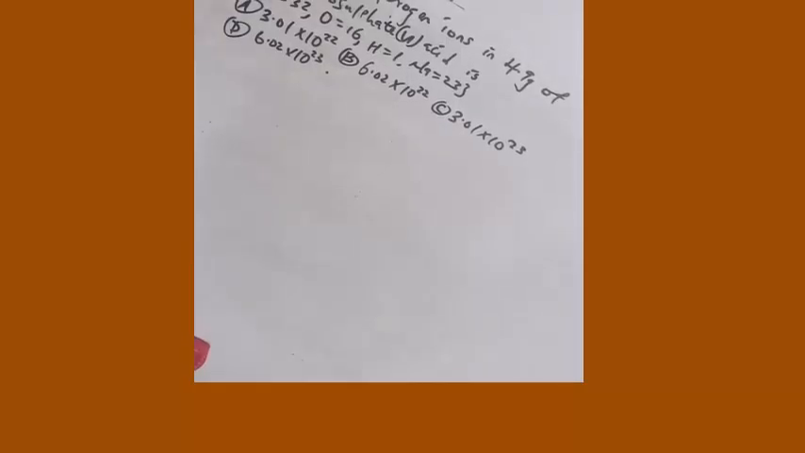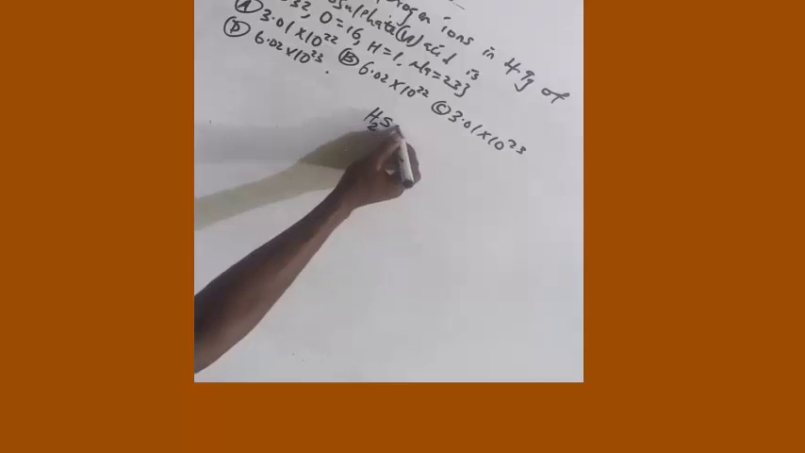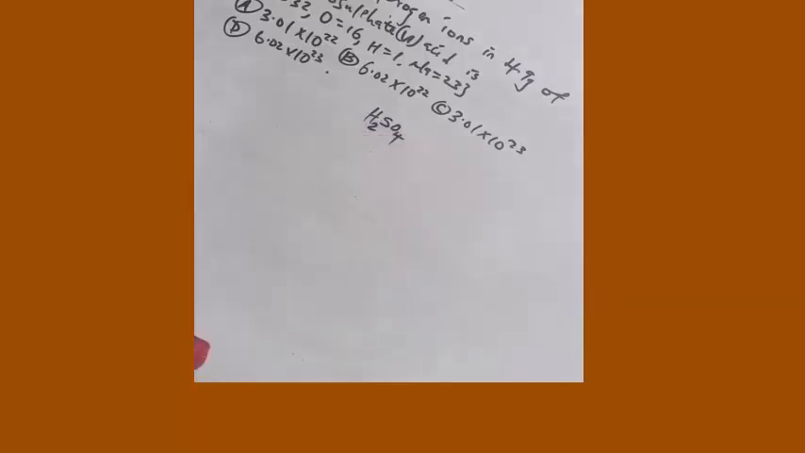Okay. Look at this question. The number of hydrogen ions in 4.9 gram of tetraoxosulfate 6 acid is what? That is tetraoxosulfate 6 acid.